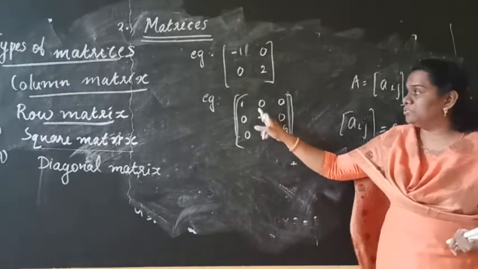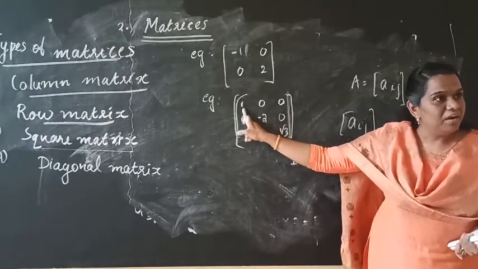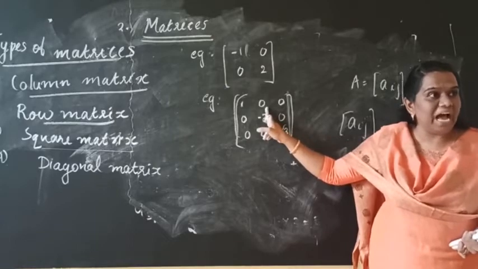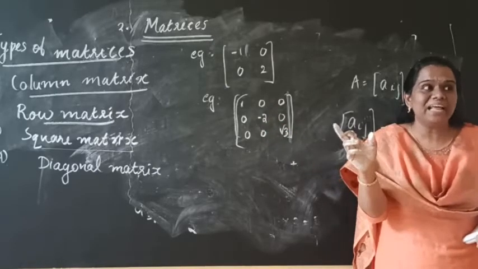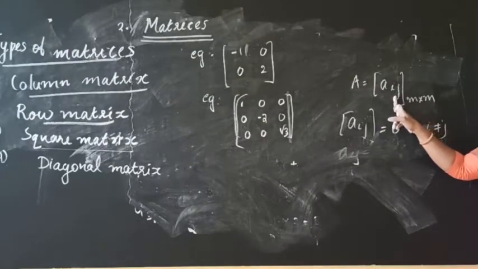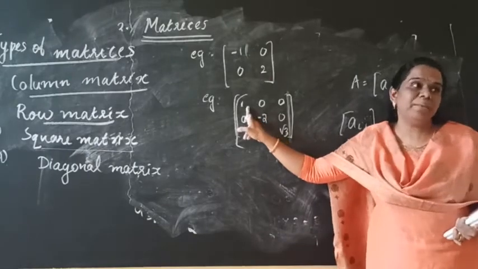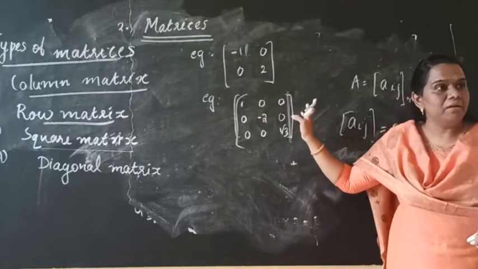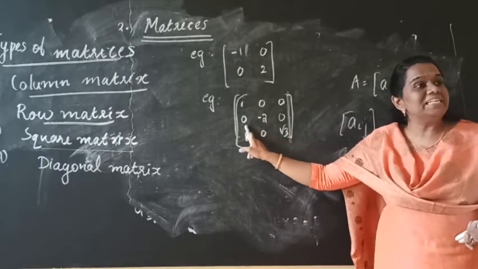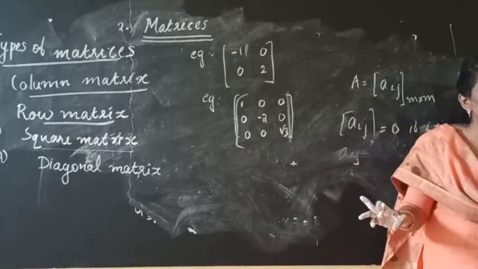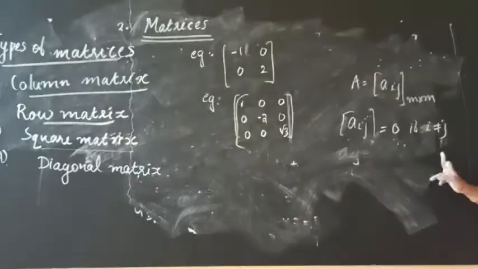If i is not equal to j, for example A12, then i and j are not equal. Aij means the element in the ith row, jth column. Here in the first row, the first element is there, but the first row's other elements are 0. When we consider the second row, the second element is there, and other elements are 0. I hope you understood this.